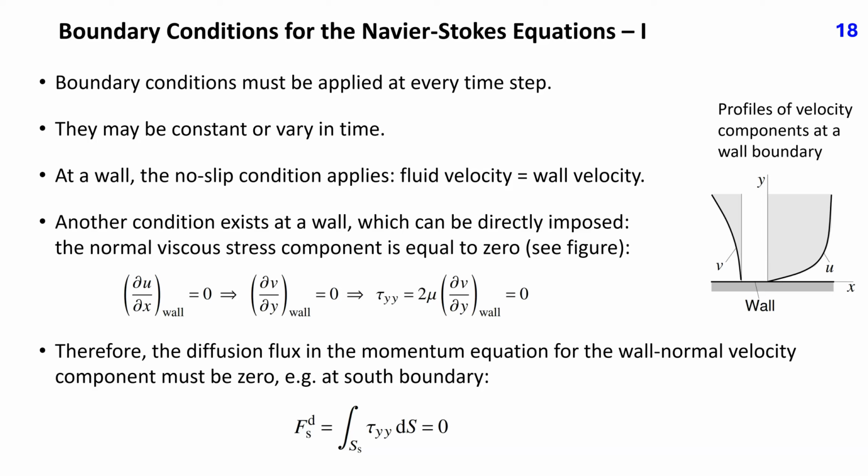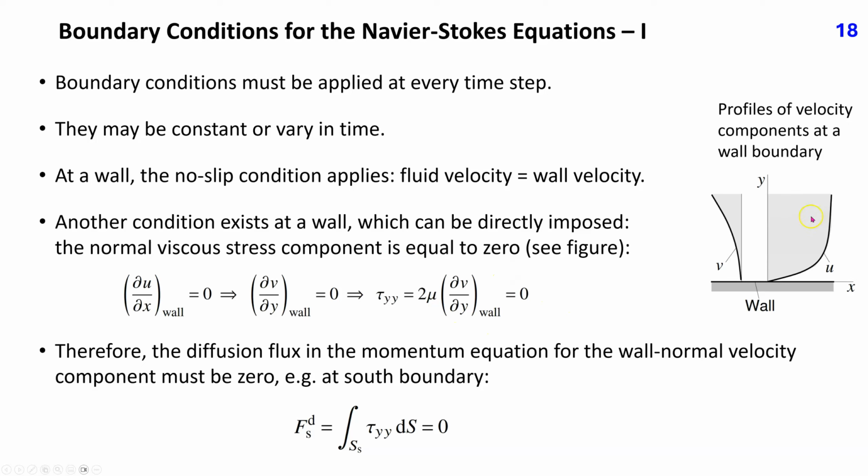In finite volume methods, another condition can be directly imposed at a solid wall. The normal viscous stress component is equal to 0 there by virtue of the continuity equation. Because the derivative of a wall parallel velocity component in the direction tangential to wall is equal to 0, the continuity equation requires that the derivative of wall normal velocity component in the direction normal to wall is also 0, resulting in a 0 normal viscous stress.